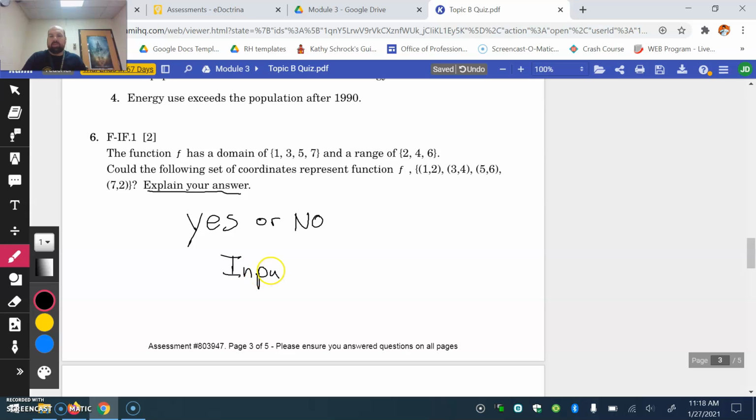Input and output. Remember, every input has exactly one output if it is a function. If it is not a function, then you would say something about the input and the output. Okay, I'm not going to tell you either way.